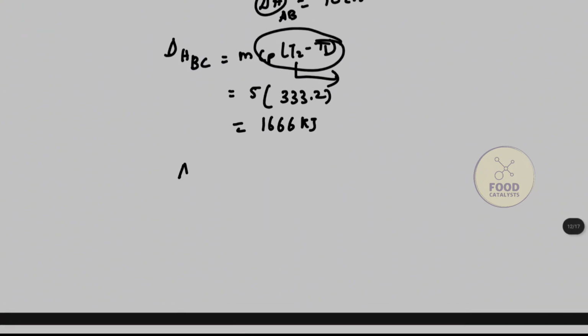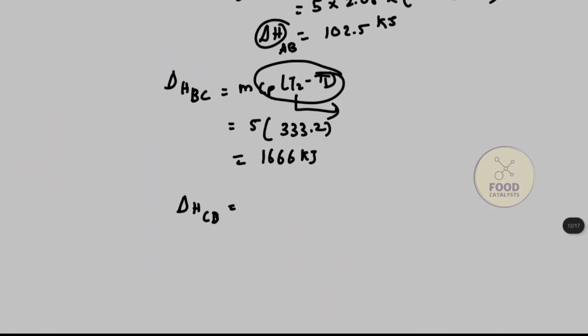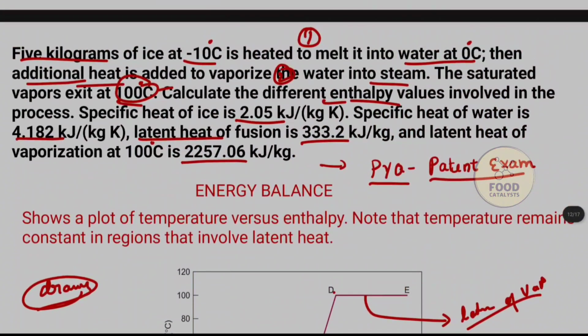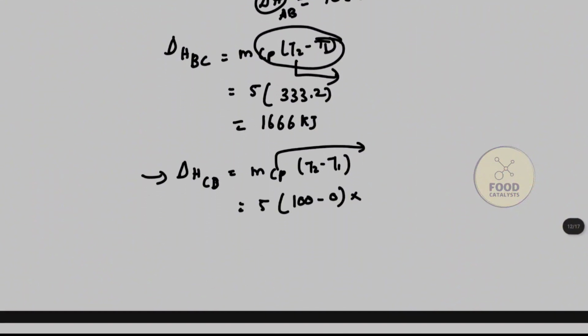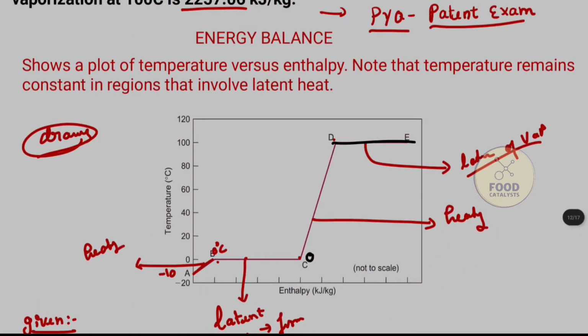Done. Now the third one, del H of C to D. This is from 0 to 100, it's rising from 0 to 100. So it's m Cp (T2 minus T1), and m is 5, and T2 is 100 minus T1, which is 0, and for Cp here I'm going to substitute the value for water, because in this stage it's in the water state. Specific heat of water is 4.182, so it comes down to 2091 kilojoule.